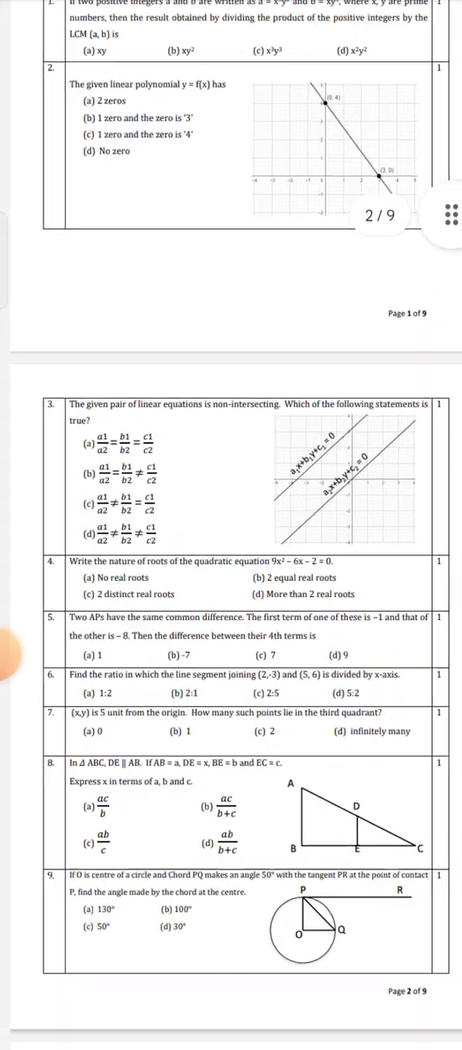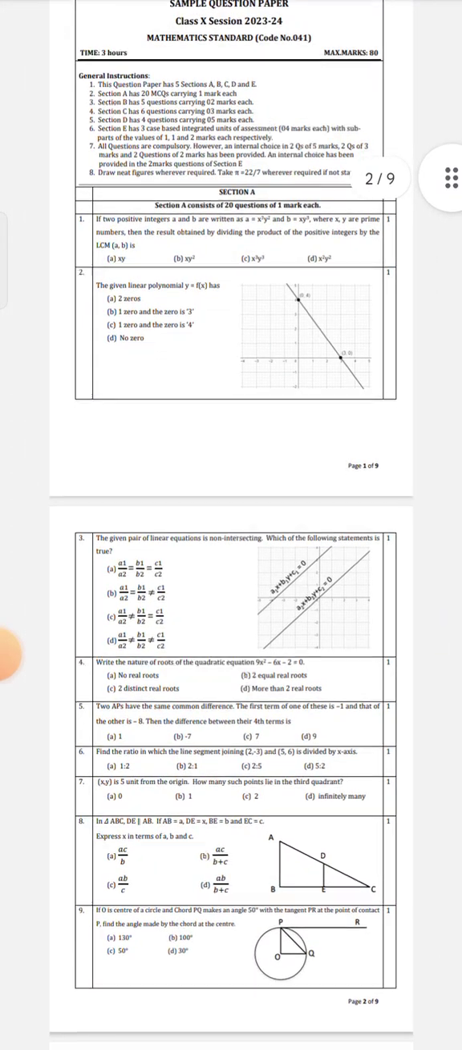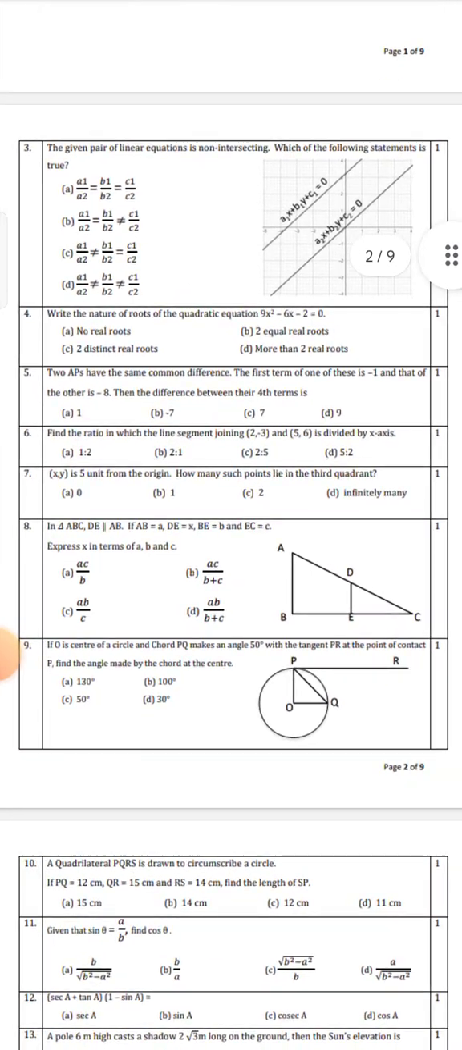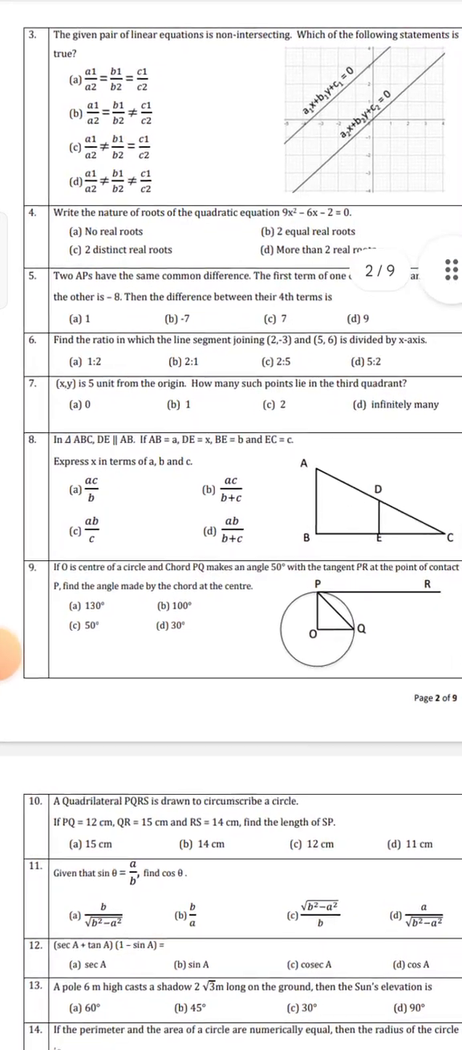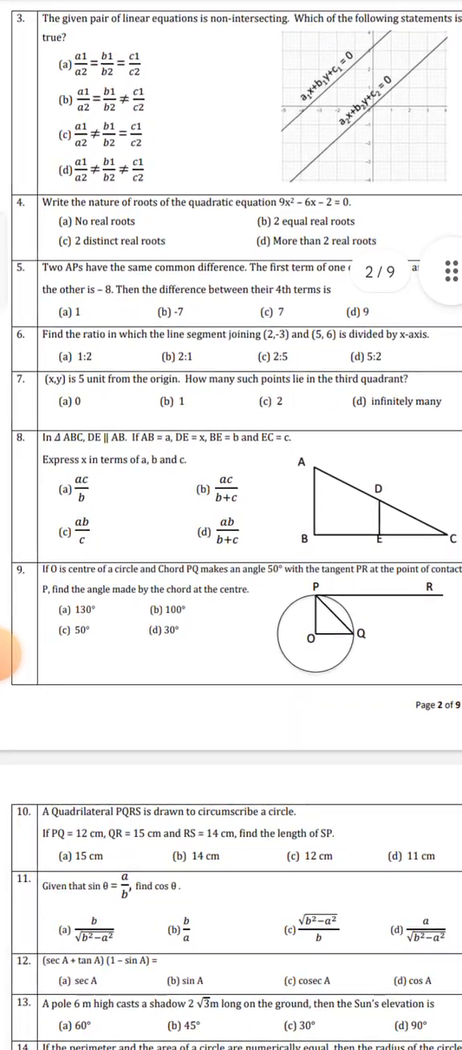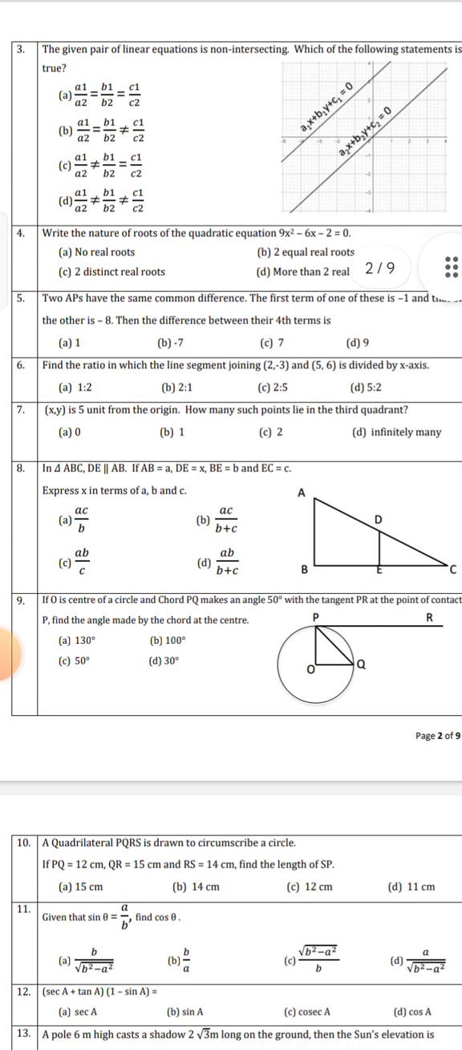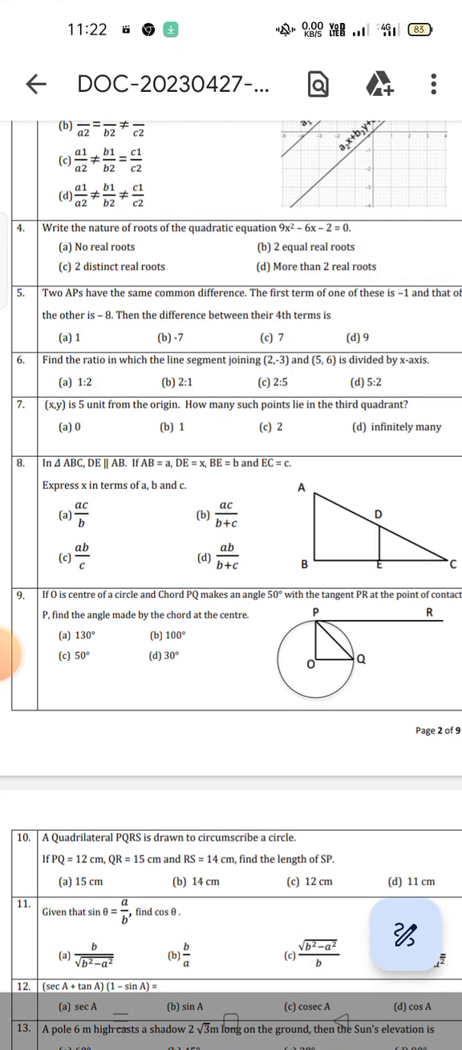As I said, we have already answered the first 5 questions. Now we shall see question number 6. Find the ratio in which the line segment joining (2, -3) and (5, 6) is divided by the x-axis. We need to find the ratio here. Let's see how to answer this question.